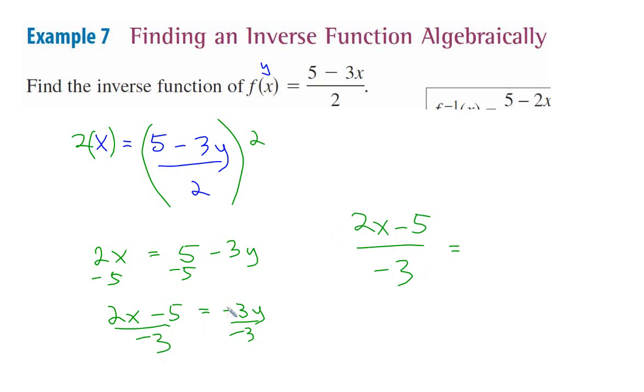is equal to, so instead of y here at the end, we replace it with the inverse notation, f inverse. That's how you would say this, f inverse, the inverse of f of x. So f inverse is equal to 2x minus 5 divided by negative 3. So this function here would be the inverse of this function. So algebraically, that's how you would find the inverse.